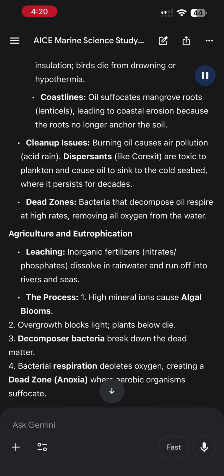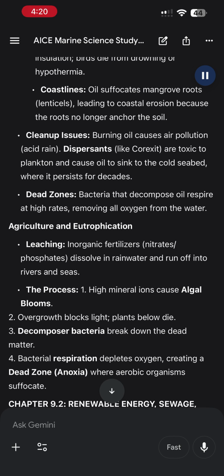Dispersants like Corexit are toxic to plankton and cause oil to sink to the cold seabed, where it persists for decades. Dead zones. Bacteria that decompose oil respire at high rates, removing all oxygen from the water.